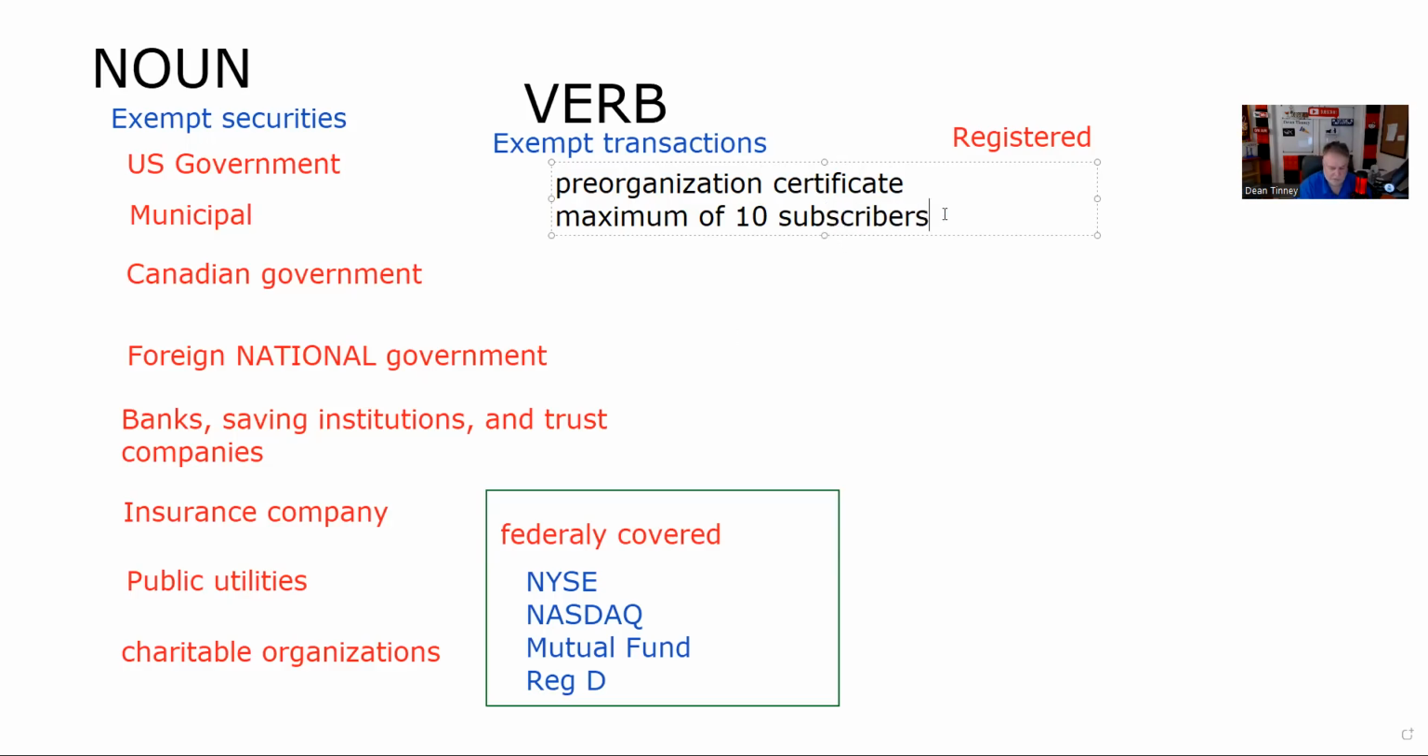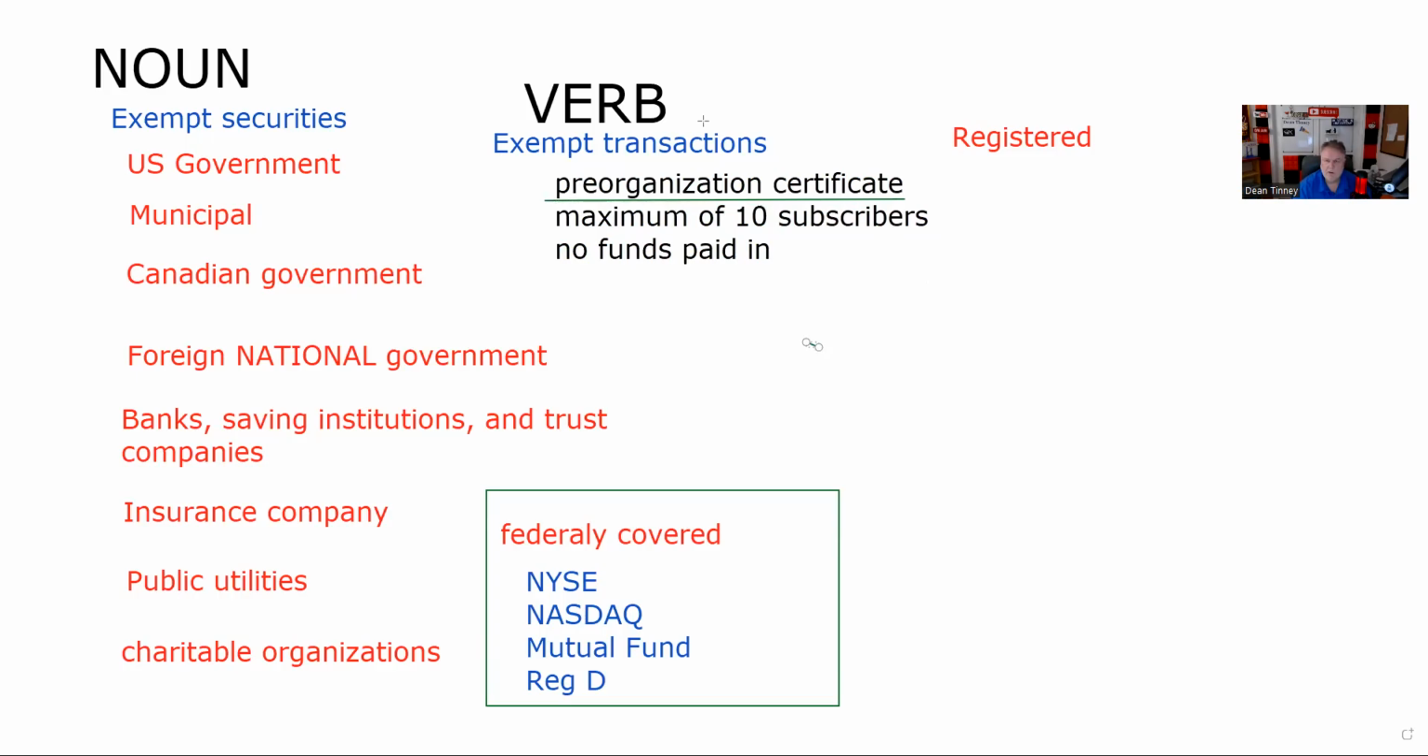Let's make sure we have no funds paid in here. Okay, so that's one, a pre-organization certificate. Let me underline that. Okay, so another exempt transaction.